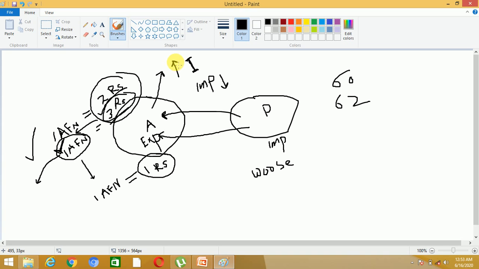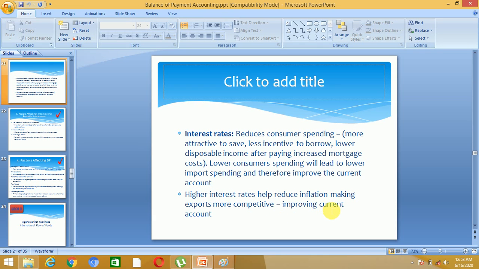Similarly, if interest rate decreases, people now will not save money. Why? Interest rate is low, so why should I save money and invest? So now what will they do? They will spend money, and when they spend money, imports will increase. There will be an increase in imports.